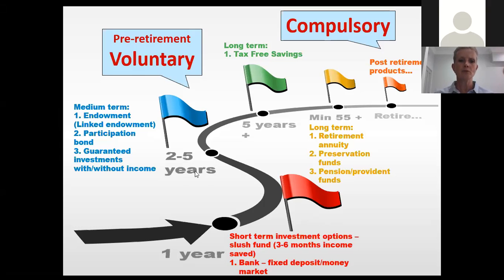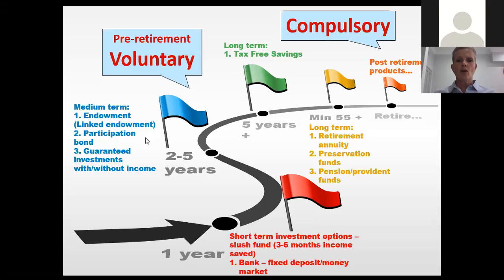We're looking at then moving up to the medium term products that are available, and that's anything from 2 to 5 years plus. So you've got things like an endowment. I've put a linked endowment in there because I've got a very specific endowment that I like to recommend to my clients for a very specific reason, and I'll get to that later. The second one is a participation bond, which is very similar to the fixed deposit with a bank, except this one has an underlying property backing, and it's a 5-year term product. The third is the guaranteed investments, and you can have an income or no income with that. In other words, you can reinvest the growth or you can draw the growth out.